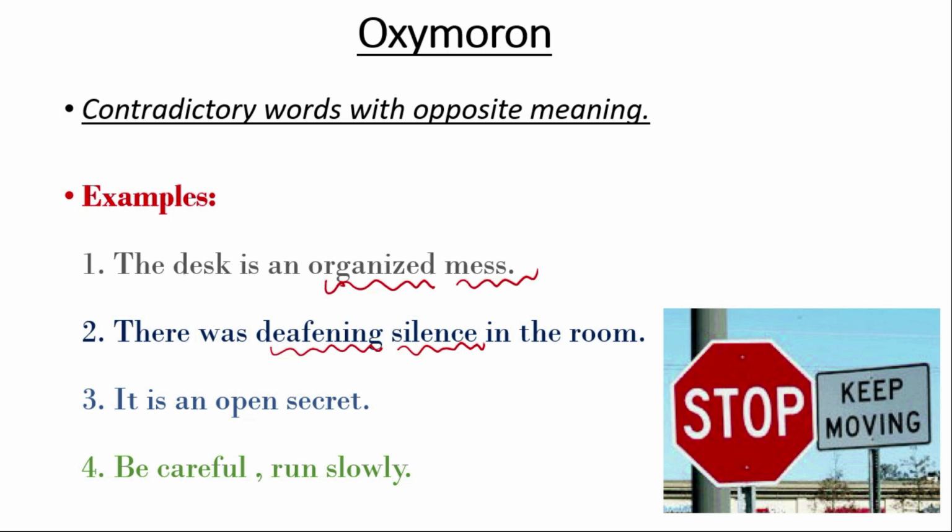The next, it is an open secret. So if something is open, it can't be a secret, isn't it? So this is an oxymoron here. Or there's another one which many parents usually say, be careful, run slowly. So running is usually fast. How can you run slowly? So when two exactly opposite meaning words are placed with each other, it is called an oxymoron. Okay, so we're done with oxymoron.